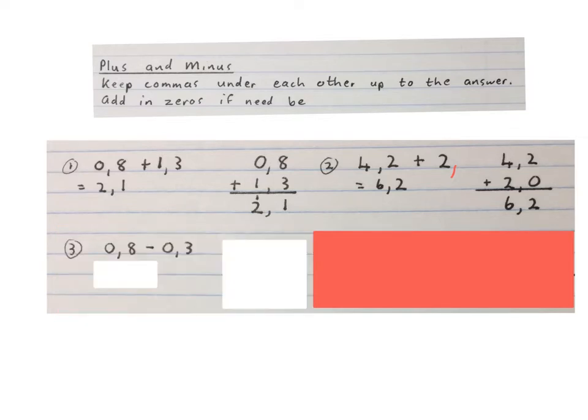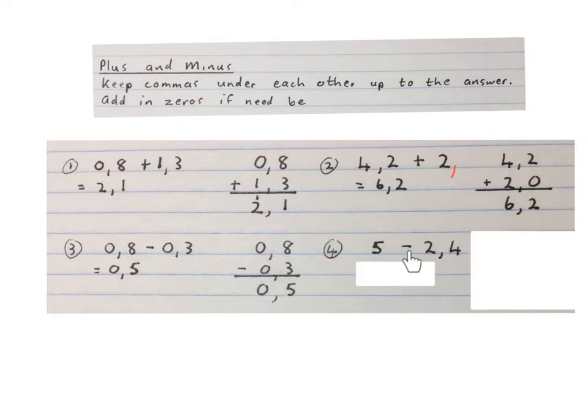Next, we're going to do a minus sum, 0.8 minus 0.3. Write the two numbers underneath each other, keeping the commas underneath each other and putting a comma underneath them in the answer. 3 from 8 is 5, and 0 from 0 is still 0. Final answer, 0.5. If you really understand your decimals, you can see that 0.5 plus 0.3 gives me 0.8.